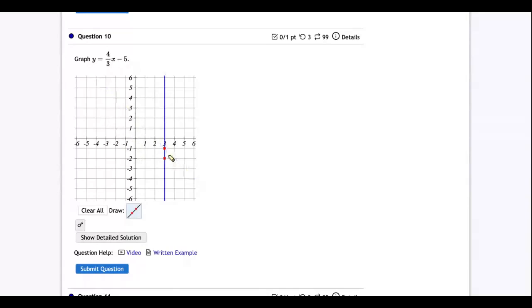So you get this point and you graph it. Then you assign x another value, maybe 6. If x is 6, 6 times 4 over 3, that's 4 times 2, because 6 divided by 3 is 2. 2 times 4 is 8. 8 minus 5, that's 3. So you have another point, x is 6 and y is 3, right here. You just click on it.